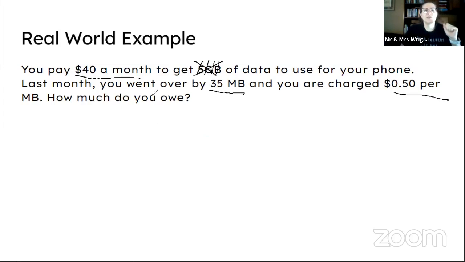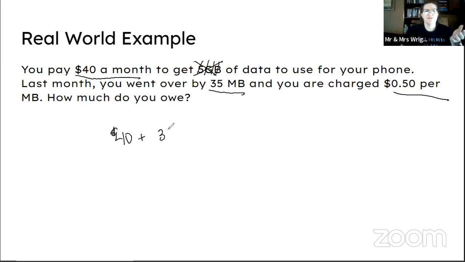The question is, how much do I owe? Well, I know I owe $40, and then I also owe, which means I'm going to add to my bill, right? Not subtract from it. I'm not getting a discount. I'm adding to my bill. I owe my $40 plus how much I owe for going 35 megabytes over at 50 cents per megabyte.